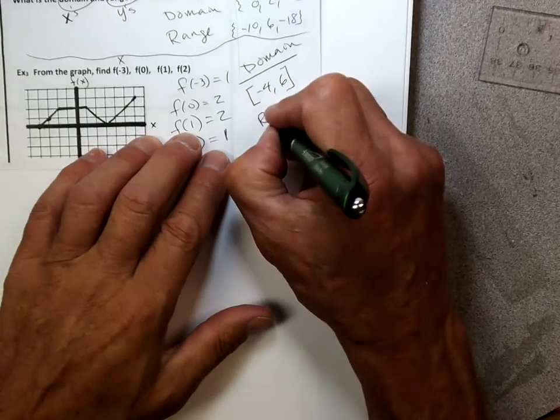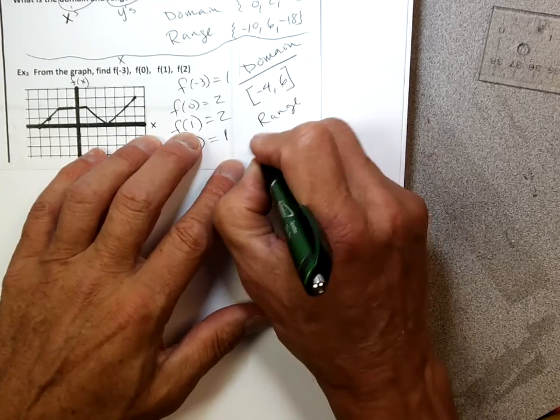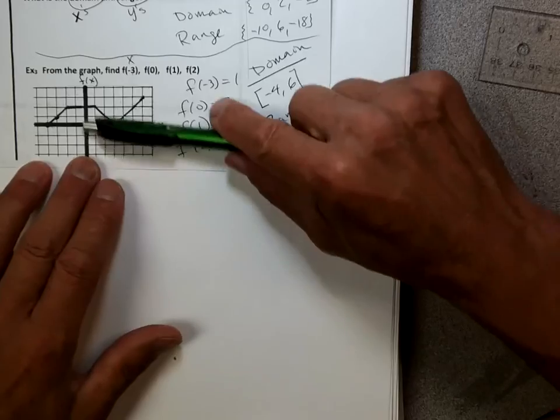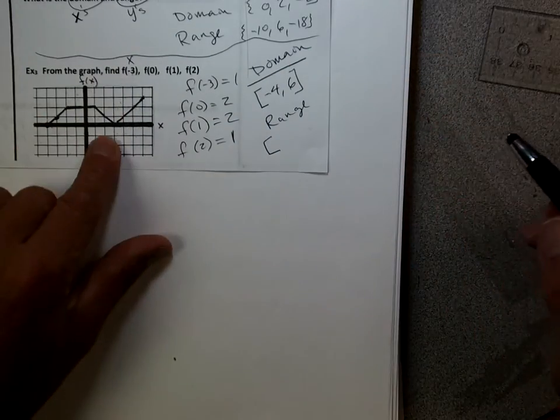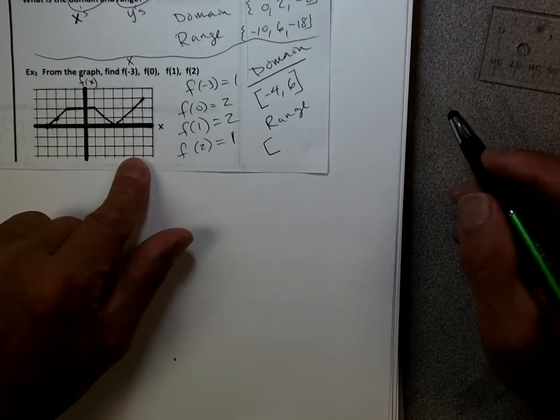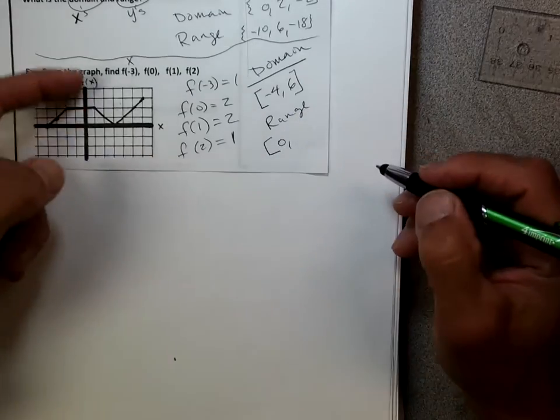The range is all my y values, or reach for your range. So what's the lowest y value? 0. And what's the tallest y value?